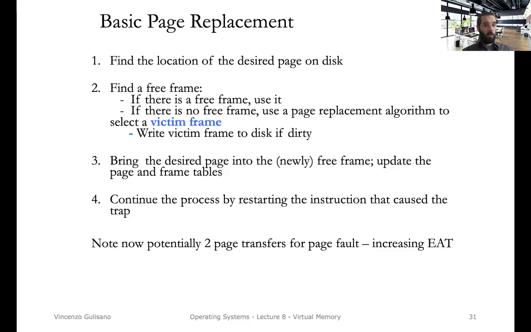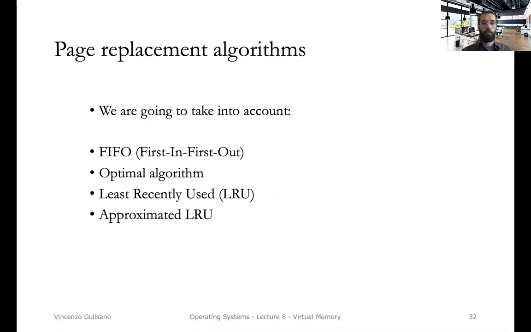Notice that you have potentially up to 2 additional page transfers now with a page fault, because you might need to swap out if the page you want to swap out is actually dirty, so it has been modified since it was read from the disk, and then you need to, of course, load the page that you need inside the frame that you have chosen as a victim frame.